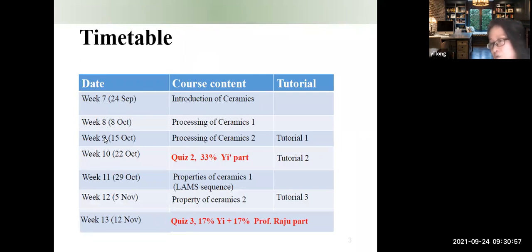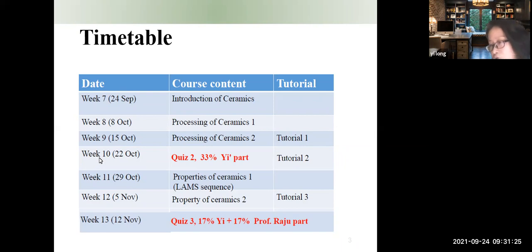Then week 8 and week 9 is going to talk about the processing of ceramics. Next week there will be no tutorials because the tutorial is before the class, right? So our first tutorial starts in week 9, which is after the processing of ceramics 1. Then the quiz, please mark your calendar, which is week 10.